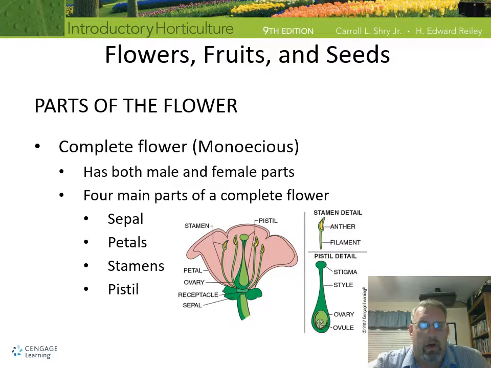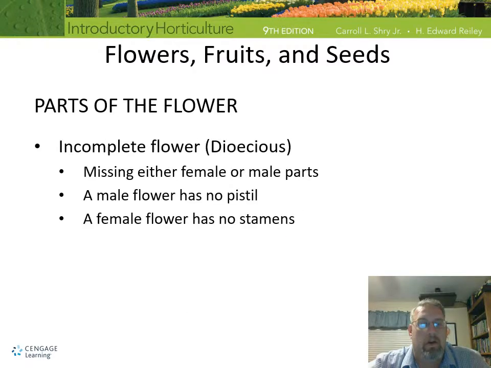There are some flowers that have both male and female parts, and there are some flowers that do not. So a complete flower has both male and female parts, and you'll notice in the picture here, it has both the stamen and a pistil, so it can actually pollinate itself. An incomplete flower is going to be the opposite, obviously. It's going to be missing one or the other, female or male parts.